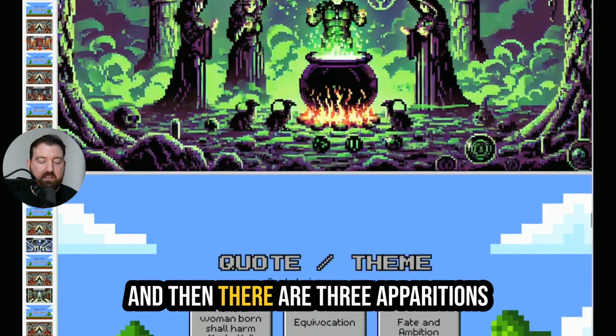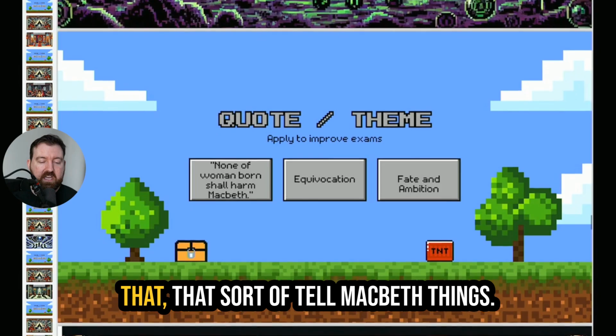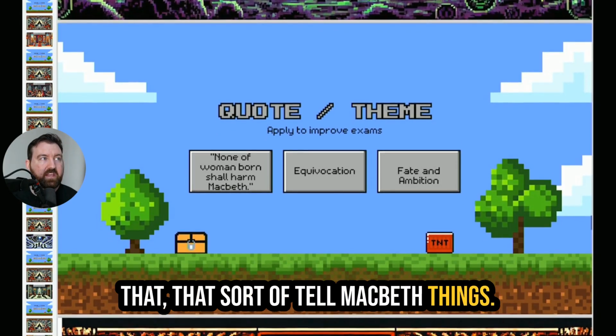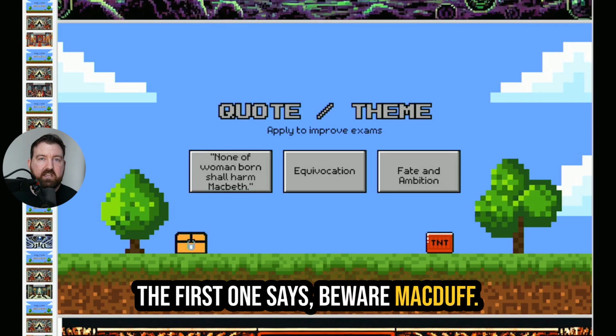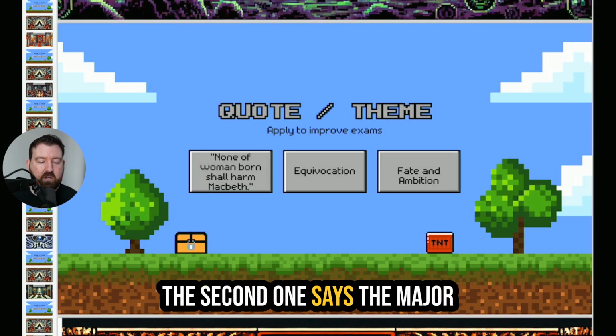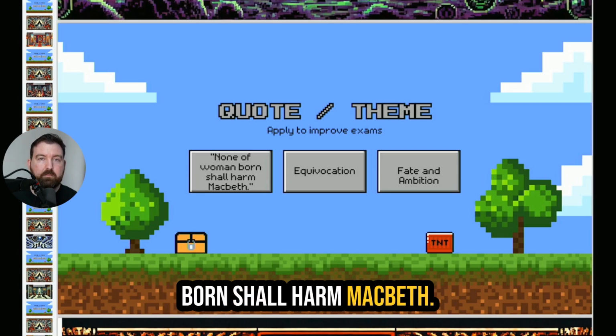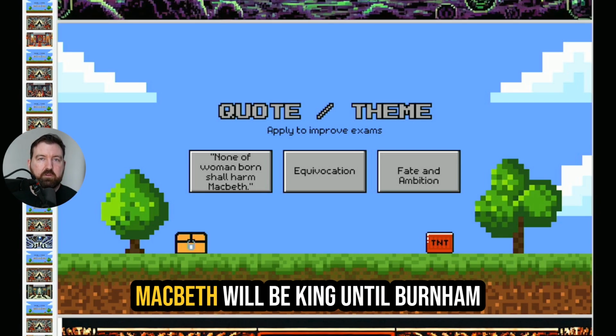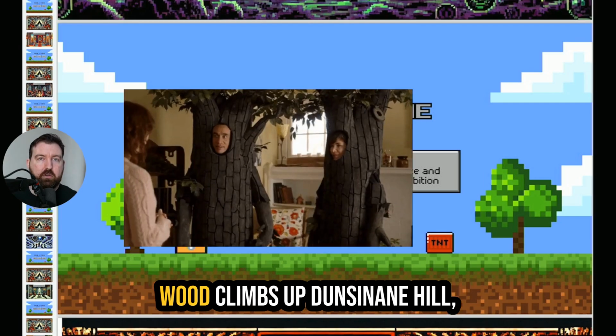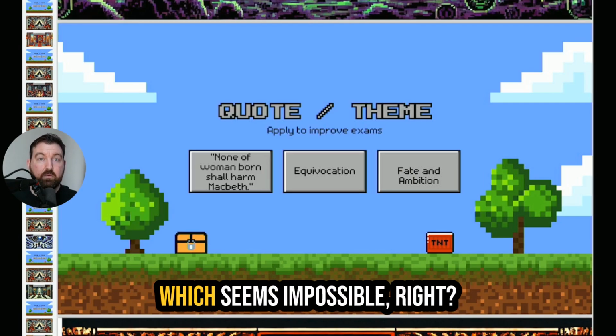And then there are 3 apparitions that sort of tell Macbeth things. The first one says, "Beware Macduff." The second one says the major quote, which is, "None of woman born shall harm Macbeth." And then the third one says Macbeth will be king until Birnam Wood climbs up Dunsinane Hill, which seems impossible, right?